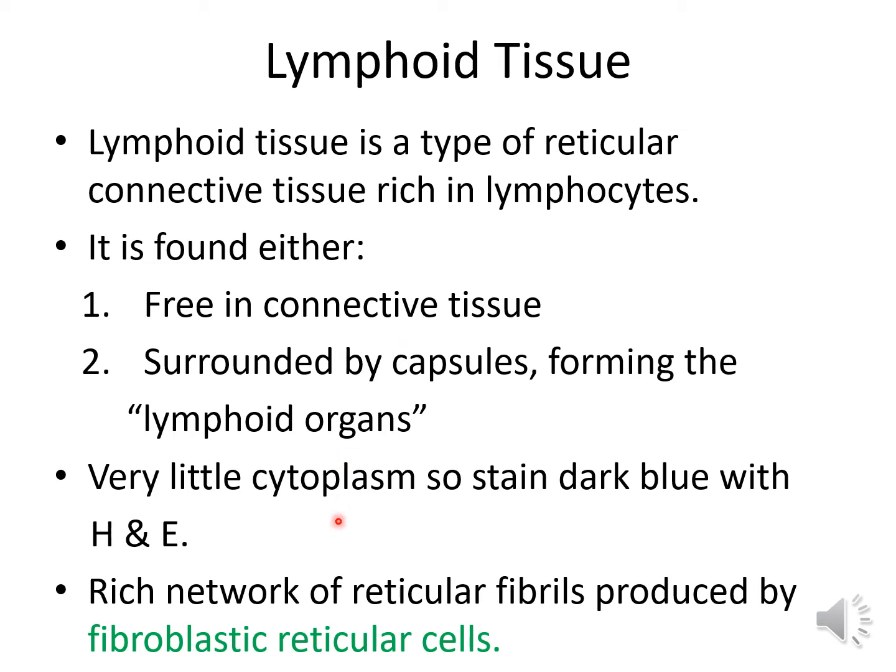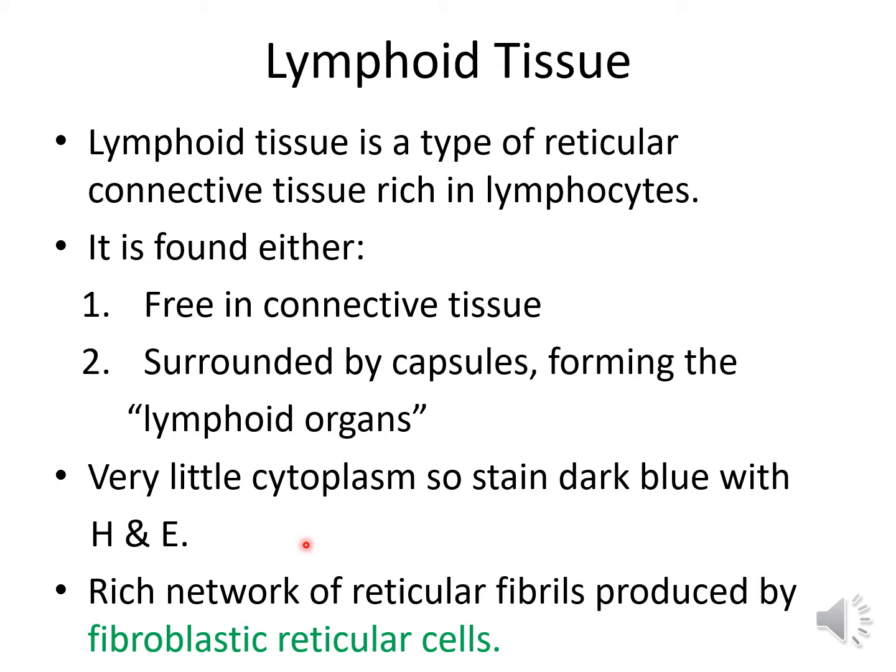As we see the microscopic structure of the lymphoid tissue, generally it appears in dark bluish coloration because we know that the nucleus of the lymphocytes is larger, so also they have less cytoplasm because most of the space is taken by the nucleus, so cytoplasm is very less. So when we stain it with H&E stain, hematoxylin and eosin, it gives blue color, or the appearance of the lymphoid tissue is bluish or purplish.